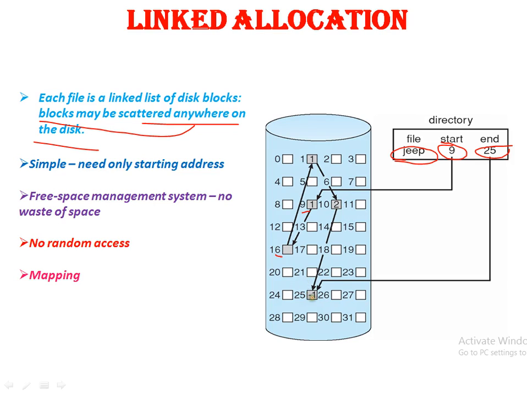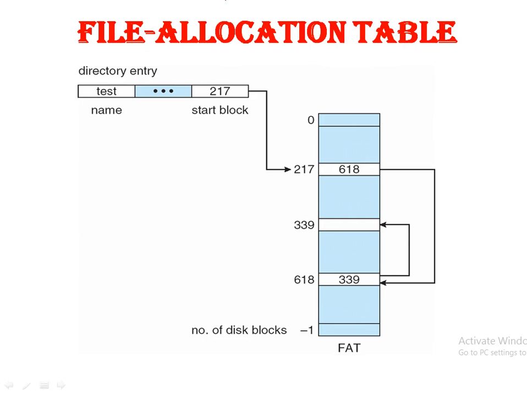Whenever I tell that this is the end of the file, I store it as -1 here. So this is the advantage of linked allocation, that is the file can be scattered anywhere on the disk. Blocks may be scattered anywhere on the disk. Next, one more variation, the file allocation table.